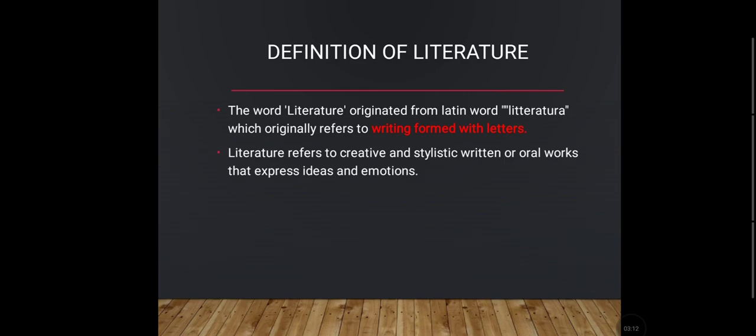From this definition, we can see that literature can be written or oral. So we can have written literature or oral literature. All these are there to express emotions and ideas. So that's our first definition of literature.